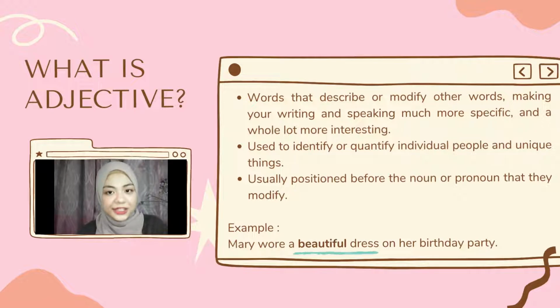So, what is adjective? Adjectives are words that describe or modify other words, making your writing and speaking much more specific and a whole lot more interesting. It is also used to identify or quantify individual people and unique things. It is also usually positioned before the noun or pronoun that they modify. For example, Mary wore a beautiful dress on her birthday party. So you can see here, the word beautiful is the adjective.